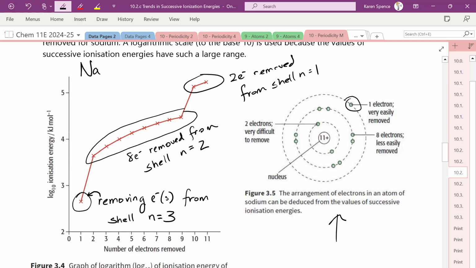This is the one that comes off first with the lowest ionization energy. Then you've got 8, and then you have 2 that are very difficult to remove because they're very close to the nucleus and they are less shielded. Is that good? Excellent.